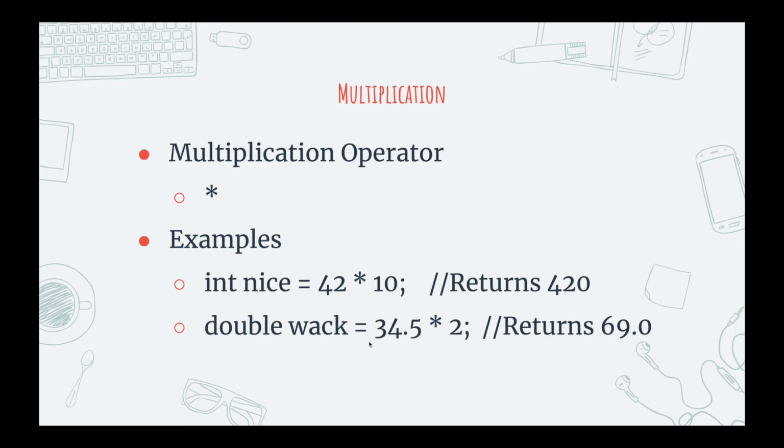Double whack is equal to 34.5 times 2. And 34.5 times 2 is equal to 69.0. 69 does not get stored into whack. 69.0 gets stored into whack. And the reason why is because 69.0 is a double. 69, just 69, is an integer. So make sure that you know that.